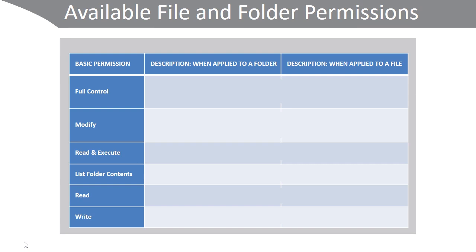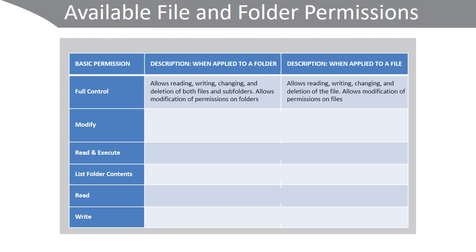Full control, when applied to a folder, allows reading, writing, changing and deletion of both files and subfolders, and allows for the modification of permissions on folders. It also allows a user to take ownership. When applied to a file, it allows reading, writing, changing and deletion of the file, and allows modification of permissions on files. Now it's important to note that the significant difference between modify permissions and full control is the ability to take ownership and the ability to change permissions. Generally, you do not need to assign those two specific permissions to most users on most objects. So modify is probably the highest level of permissions you need generally to assign to data folders.